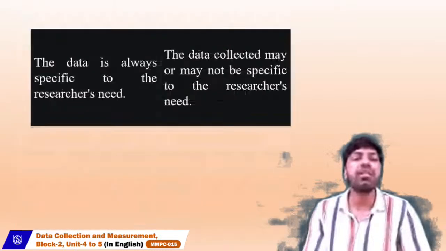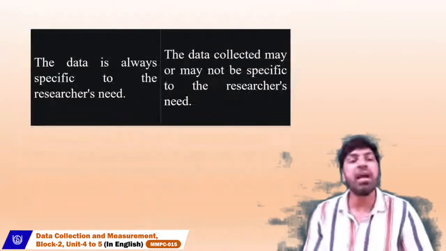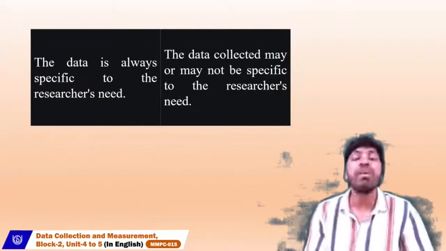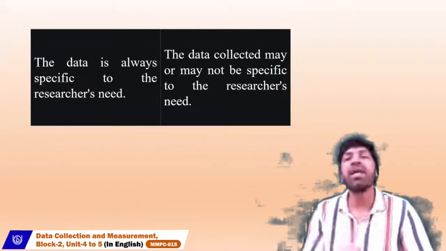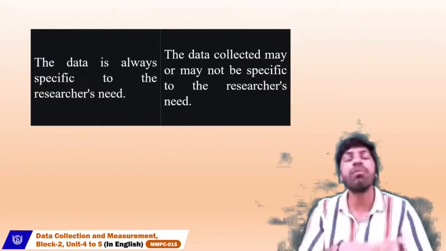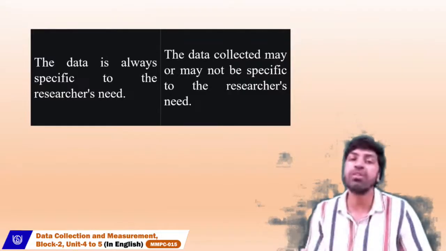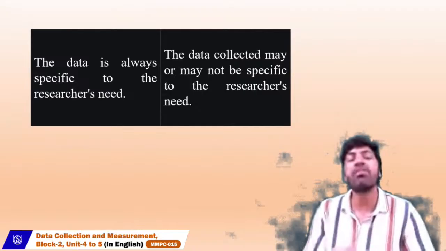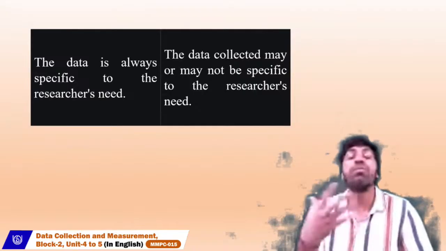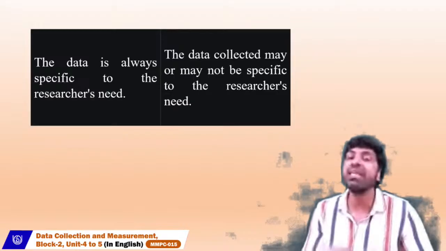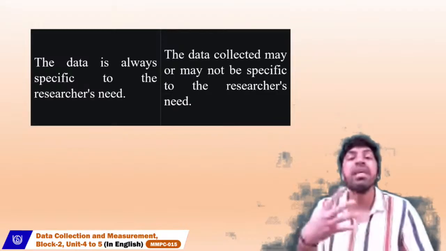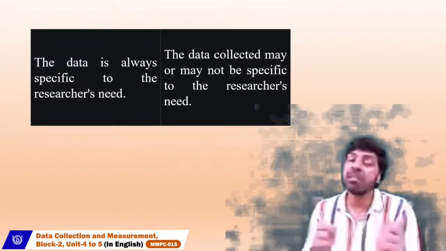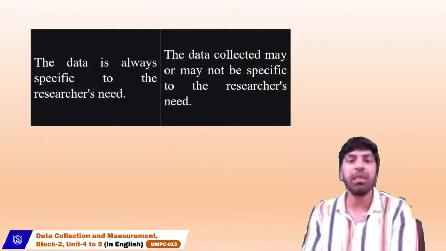And the last one is that in the case of primary data, it's always specific to the researcher's need. But data which was collected by other researchers may not be specific to the researcher's needs. Sometimes you have to decide whether the data could be specific or not, but mainly secondary data is not necessarily as specific to the researcher's need as compared to primary data.